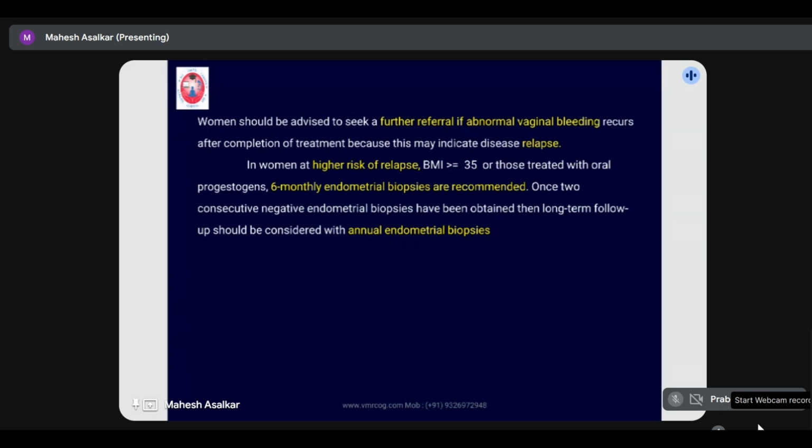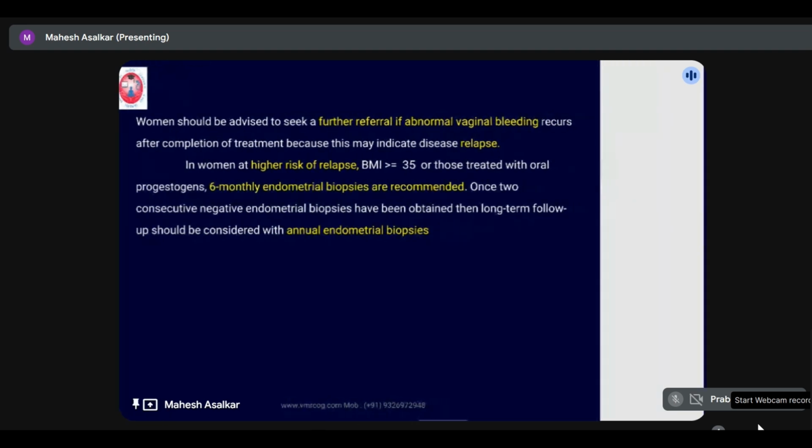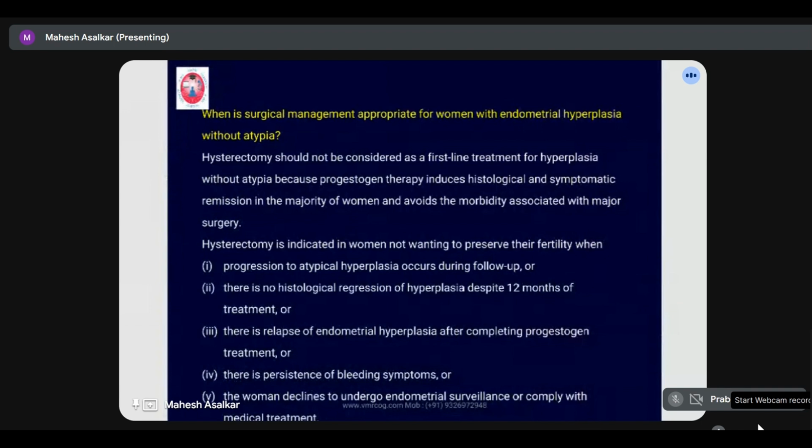Okay, so even if she accepts LNG-IUS and her BMI is more than 35, the follow-up of choice will be annual follow-up after two negative endometrial biopsies taken 6 monthly. Is it clear? Yes, sir. Okay, so in the examination you will be given multiple options: 6 monthly follow-up, 3 monthly follow-up.